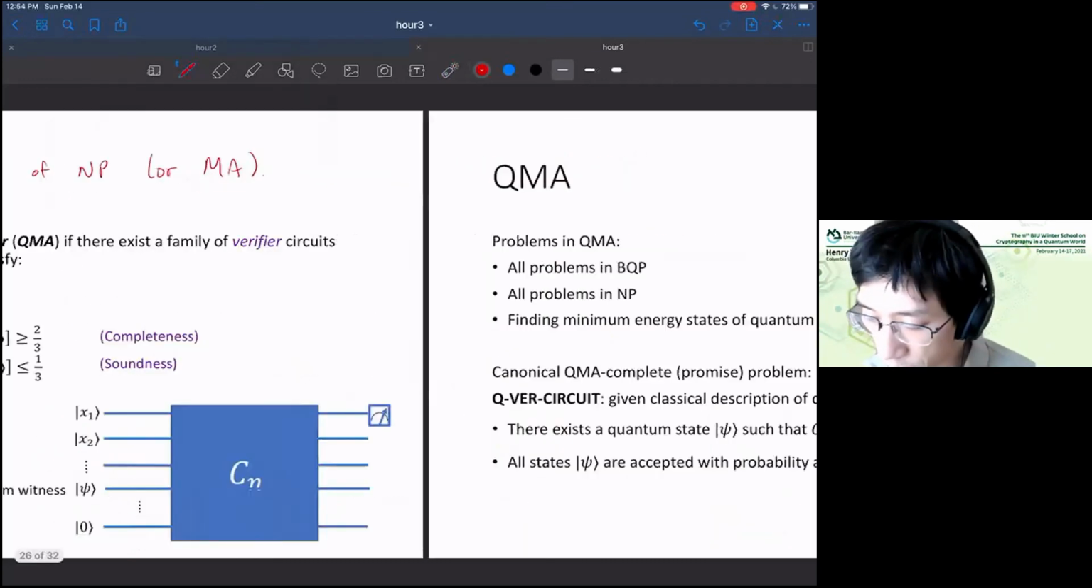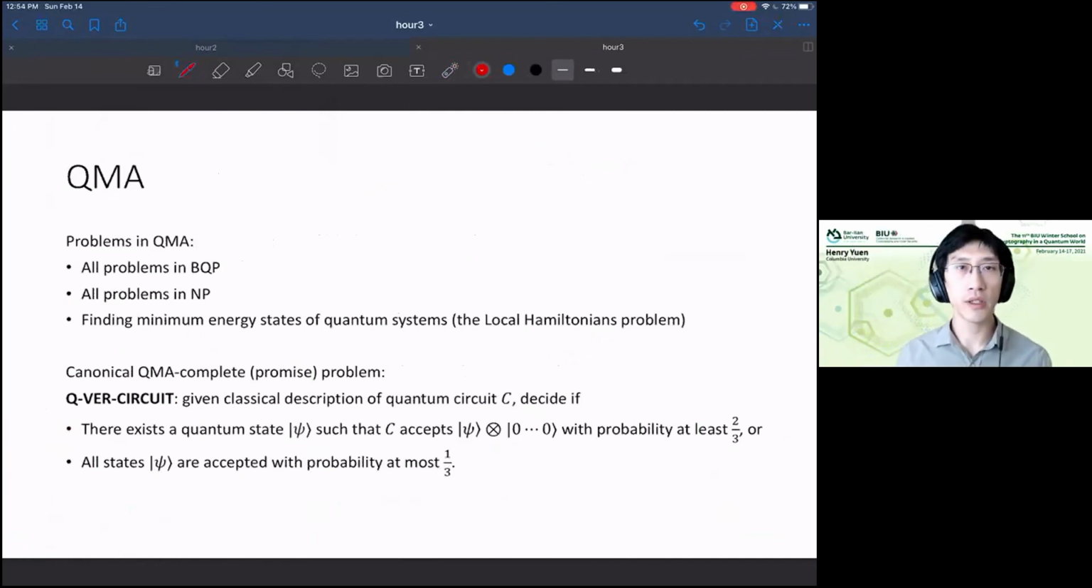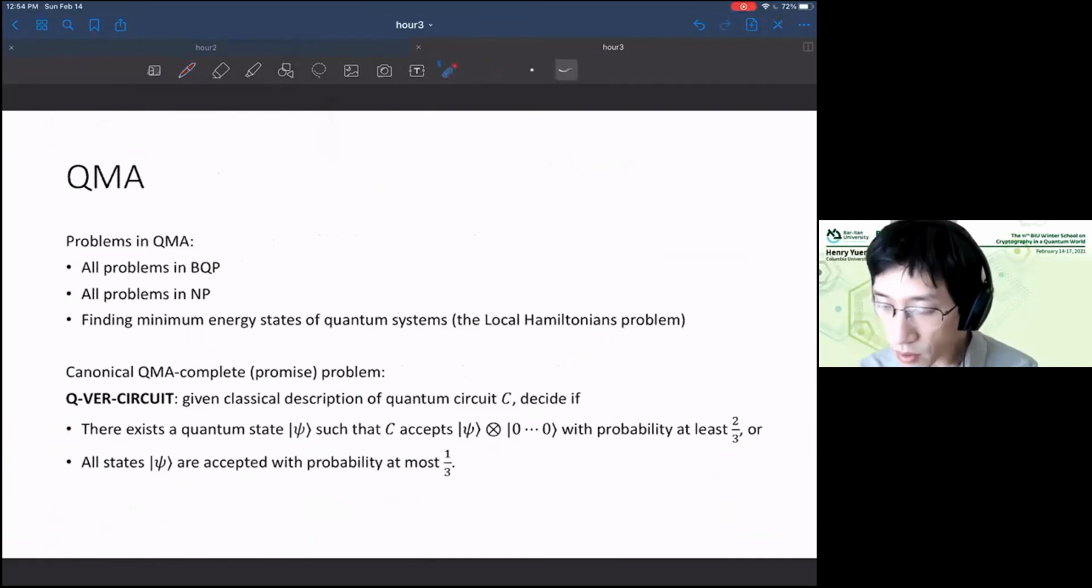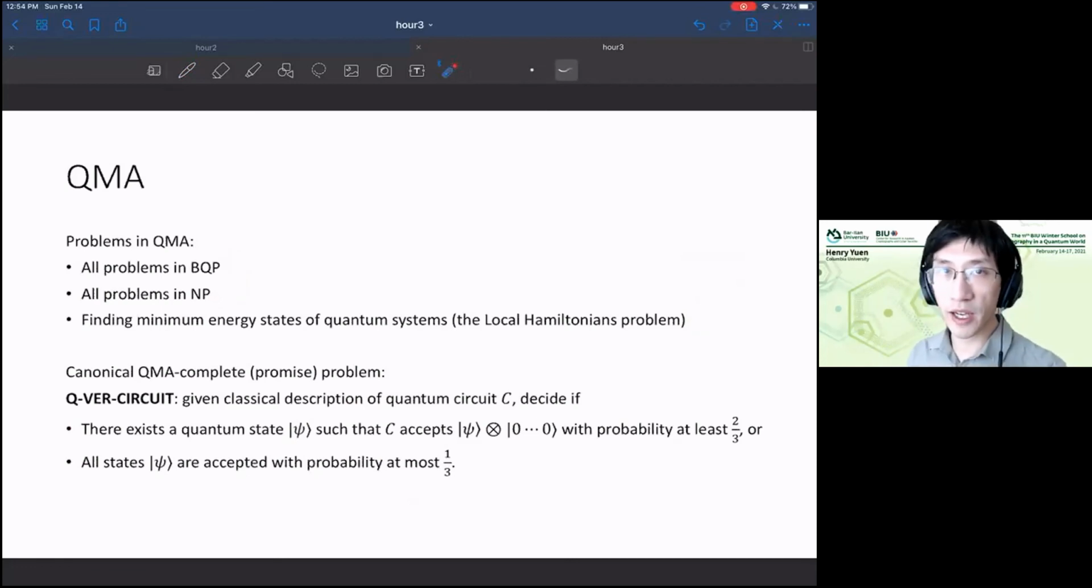Okay, so that's QMA. The last thing I want to talk about is a nice complete problem for QMA. So what problems are in QMA? Well, all problems in BQP, all problems in NP, and also something known as the local Hamiltonians problem, which is motivated by physics. It's finding minimum energy states of quantum systems. You can think of this as the quantum analog of finding a satisfying assignment to a constraint satisfaction problem.